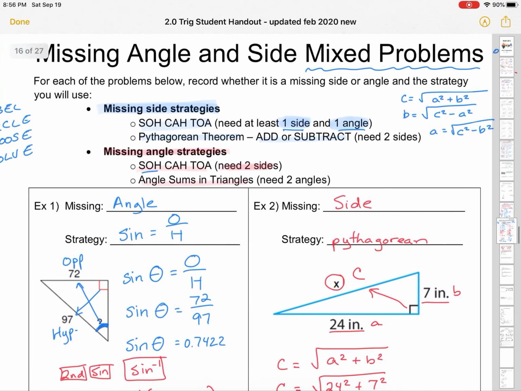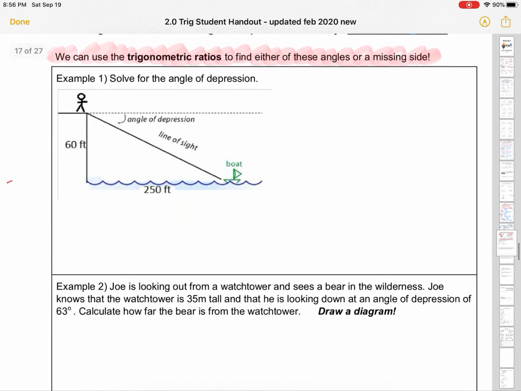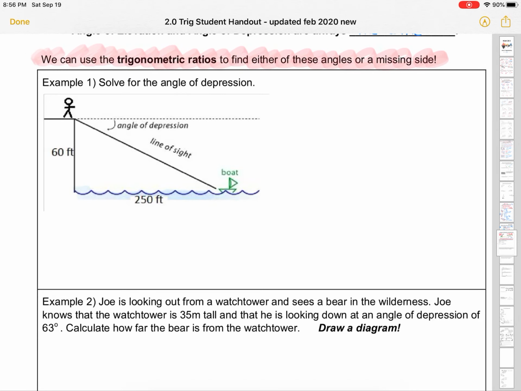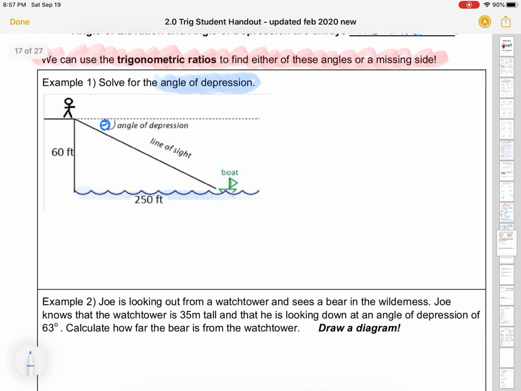So, example number one. Ooh, I skipped back. Let's find my page. Not this one, next one. So here, example number one. I just gave you a moment to find that page. We solve for the angle of depression. So we have Joe up here. We'll call him Joe. He's looking down at this boat. It asks us to solve for the angle of depression.